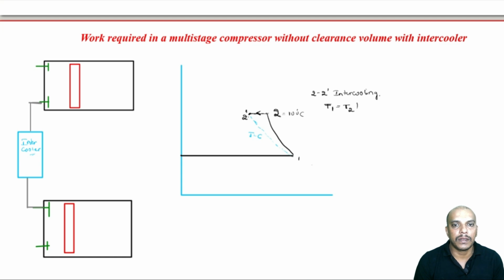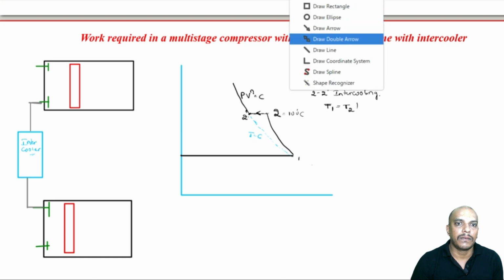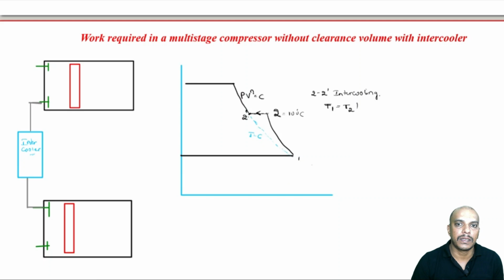Now let us go back and go to the next stage. From 2 dash it is further compressed, as we were discussing, according to the law PV to the power n equals constant. Then we will deliver it, then again we will come back to this point. Whatever line we are drawing here is just to show that this is a constant pressure line. Now this is our point 3, point 4, and let us say this is our point 5.